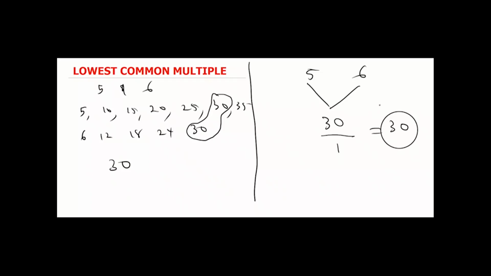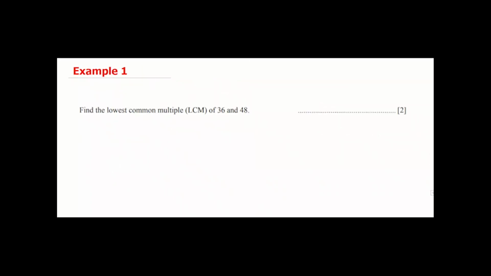So this is very easy. It saves you time and you get your answer on time, most especially when you are dealing with big numbers. So let's look into more examples. So this is the first one. Find the lowest common multiple of 36 and 48. So let's solve this by using the two methods.